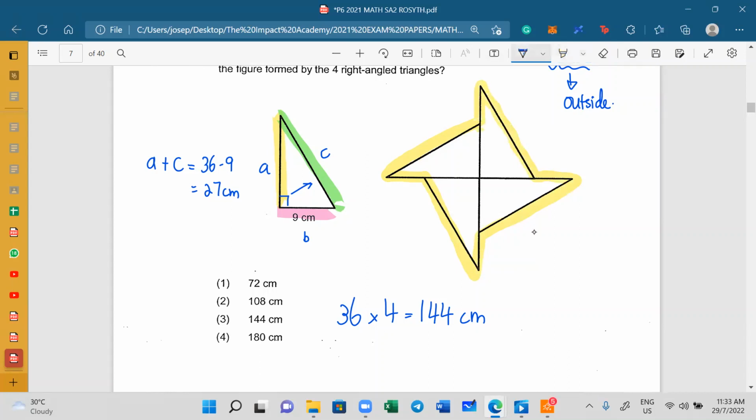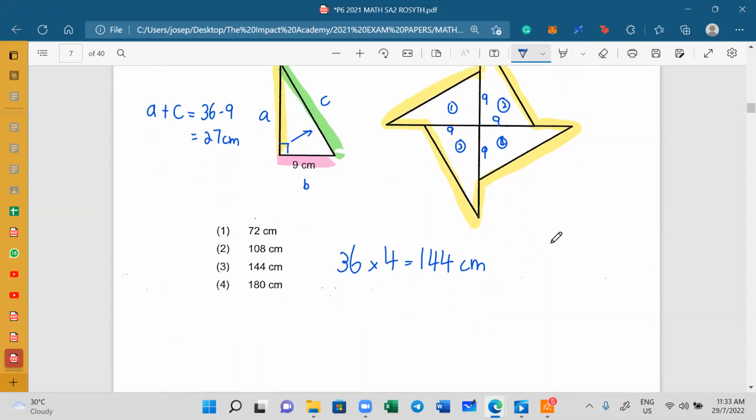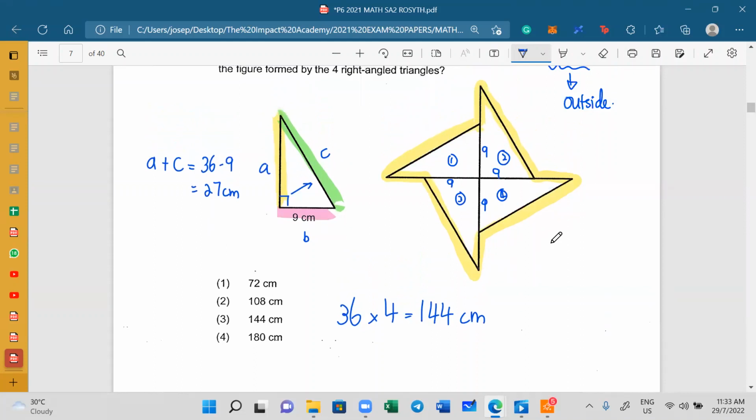The parts that I have to remove would be this one, which is 9 cm, because this is the base for triangle number 1, this is triangle number 2, this is 3, and this is 4. For triangle number 2, the base is 9 over here. Triangle number 4, the base is here. Triangle number 3, the base is here. So I want to look at each triangle and remove the parts that shouldn't exist in the perimeter of this shape.